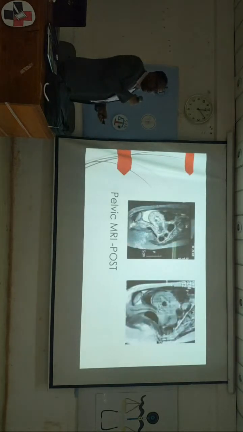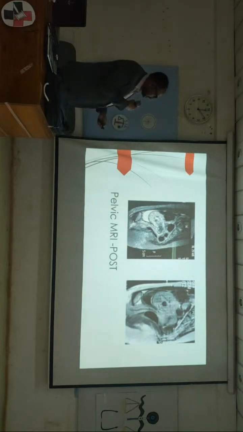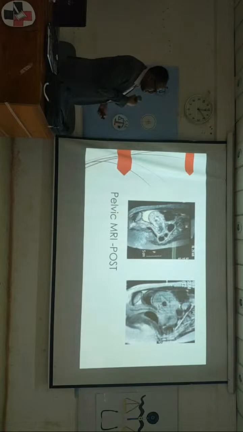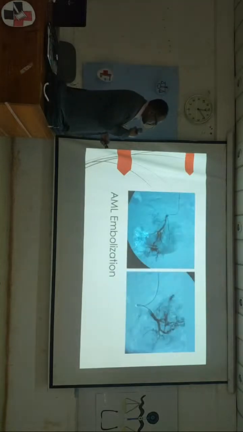And after embolization, the patient experienced very severe pain, and the fibroid shed out and went out, and this is the MRI after shedding and expulsion of the fibroid from the cervix. Now she has a clear cervix and the fibroid is outside.